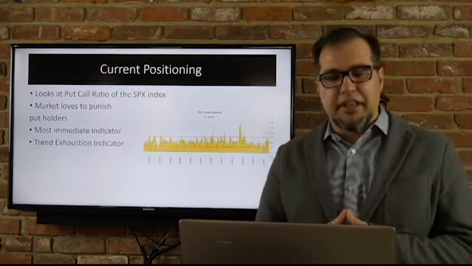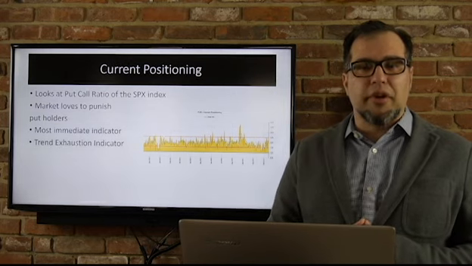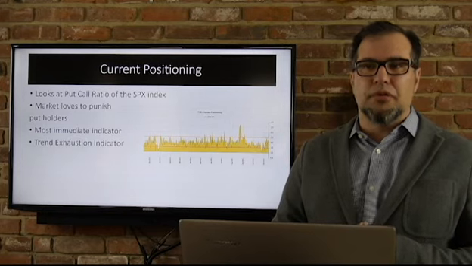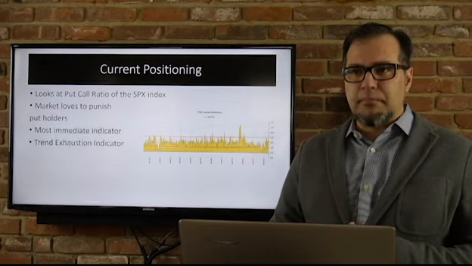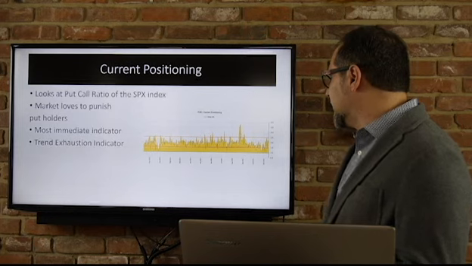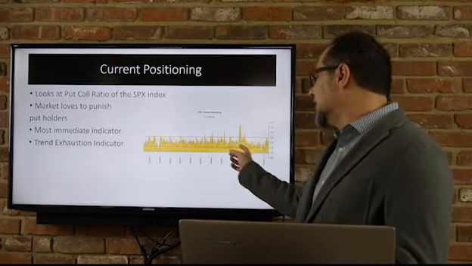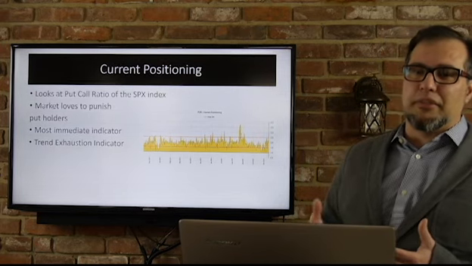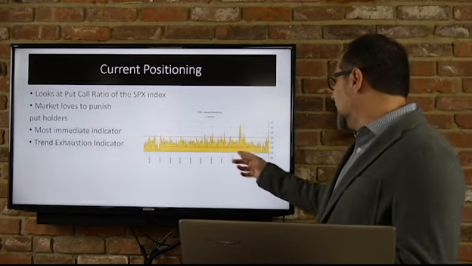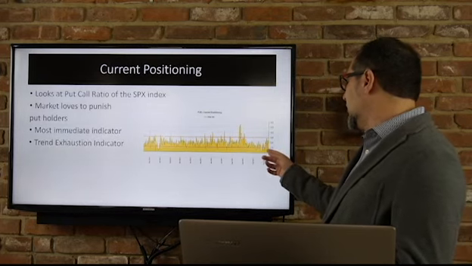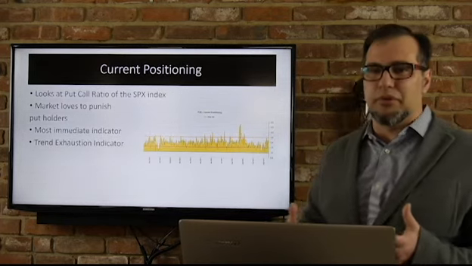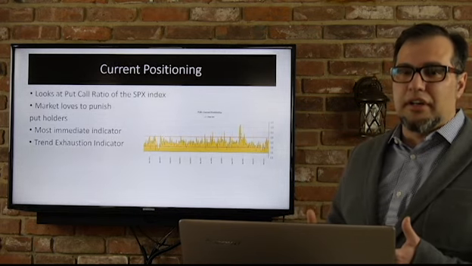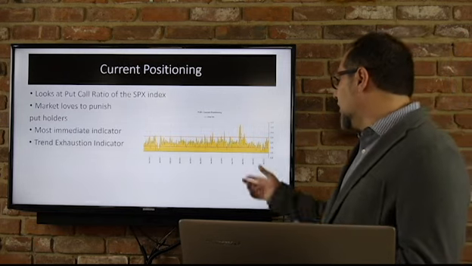The current positioning indicator is the put-call ratio of the SPX index futures. The put-call ratio is kind of an immediate indicator. It doesn't tell you very much, except for when it hits certain key thresholds, when it trades in an extreme. The key levels are 1.5 and 2.5. As I said, most of the time, pretty much all the time, there are more puts than calls being bought.